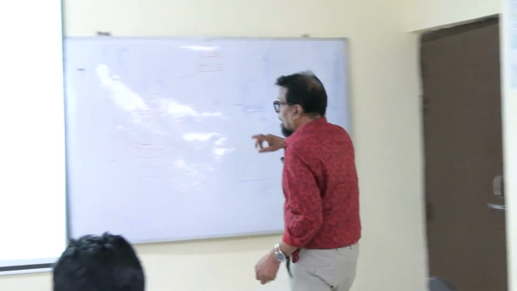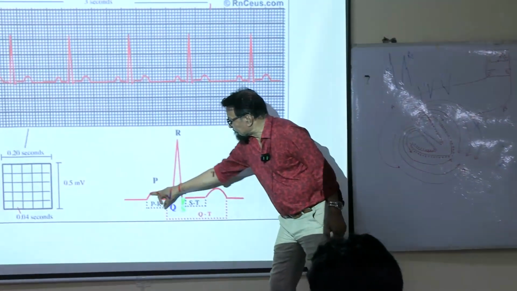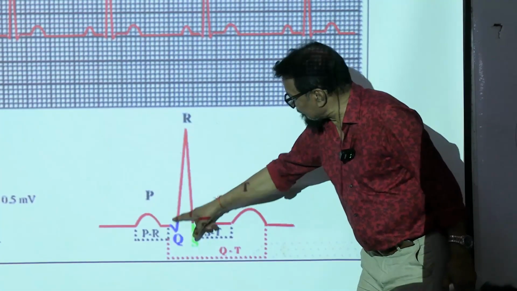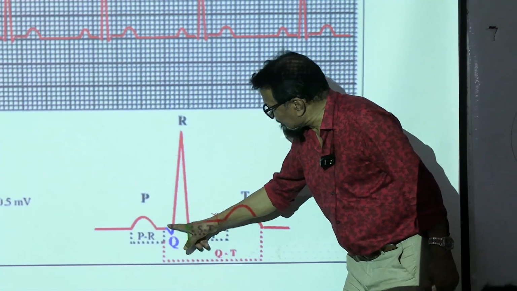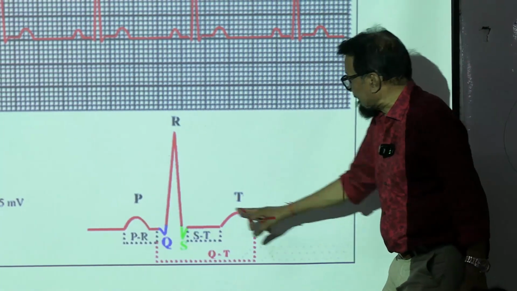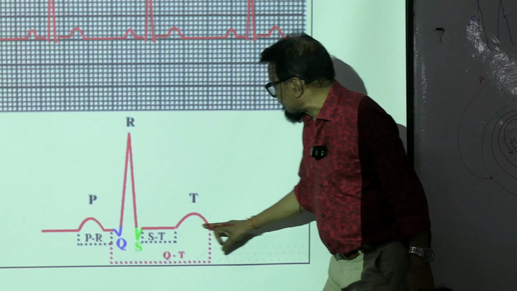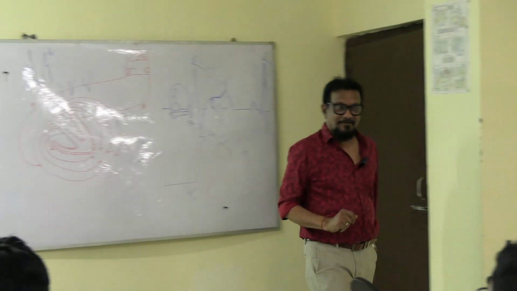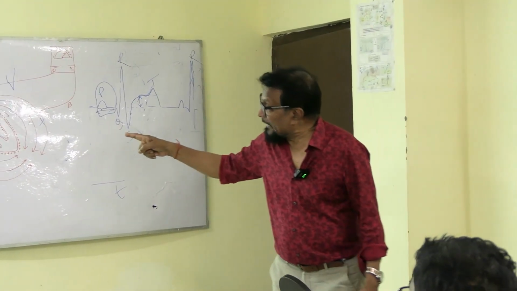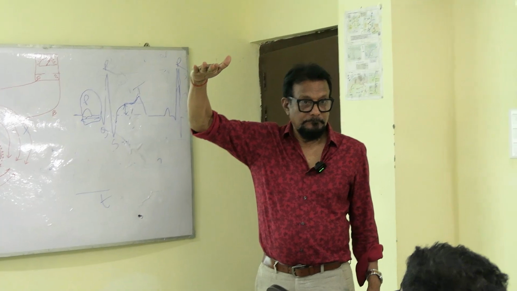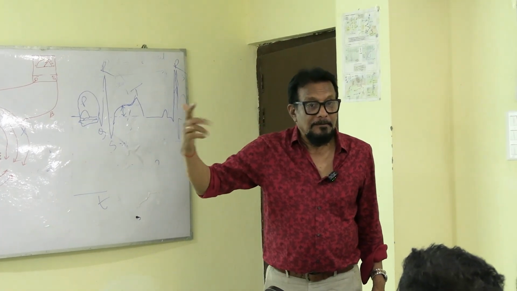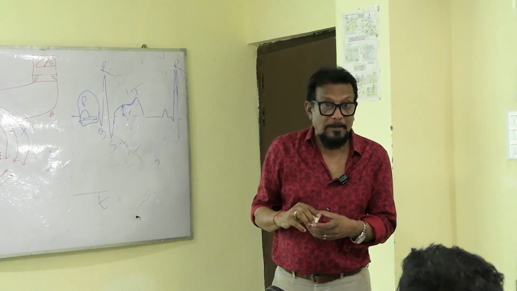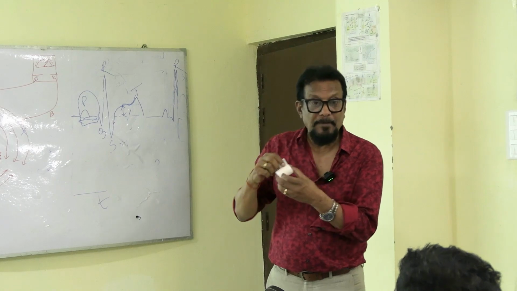So this is the P wave, this is the PR segment, this is QRS. And this is the isoelectric line. Connect this and this and this, and you will get a line. This is called the isoelectric line, meaning zero voltage. P is above the isoelectric line, so it is a positive wave. What is the amplitude of this wave? From this you can determine.